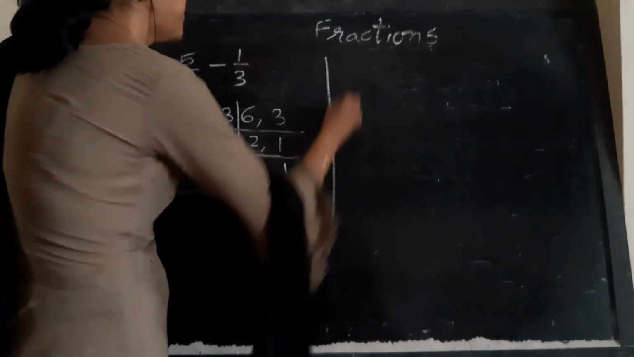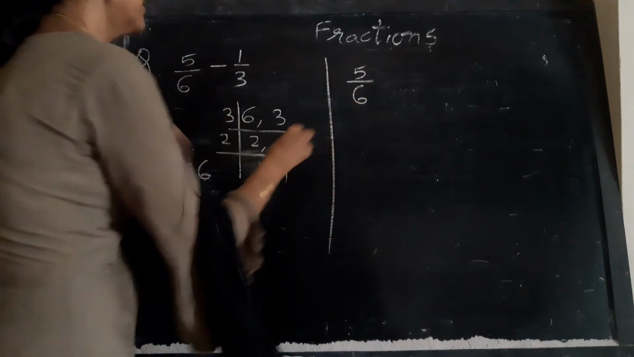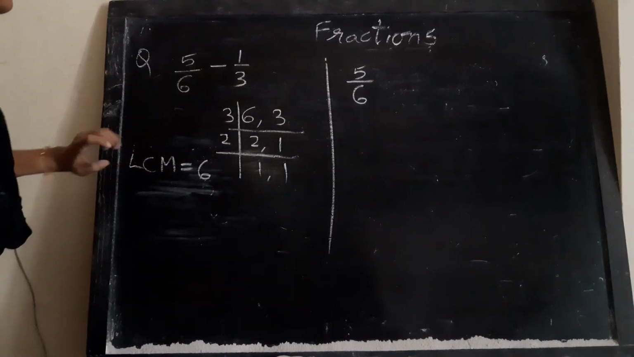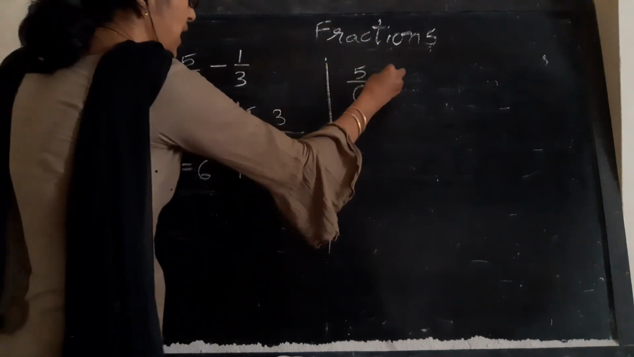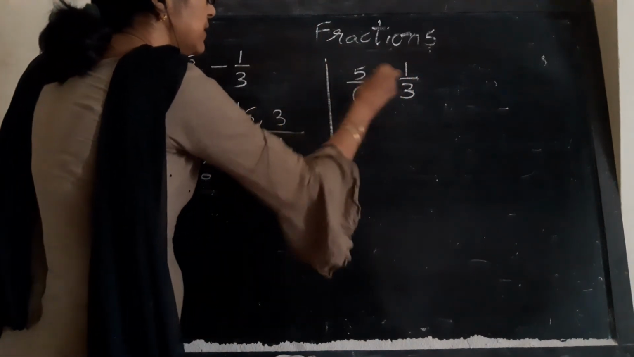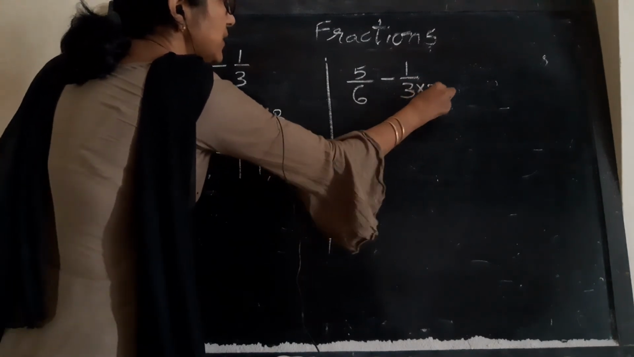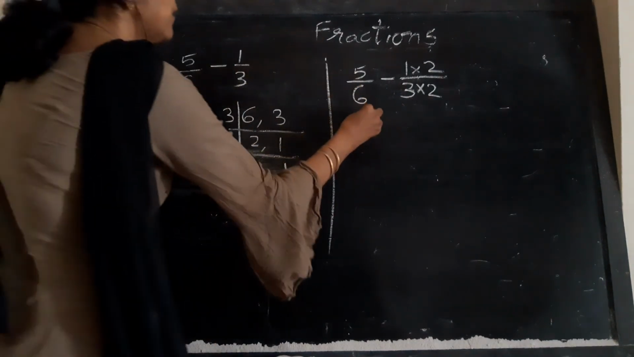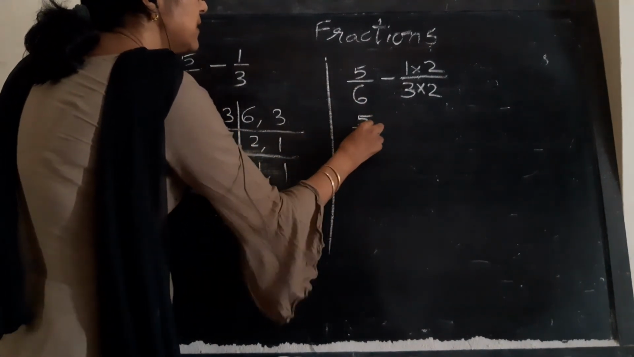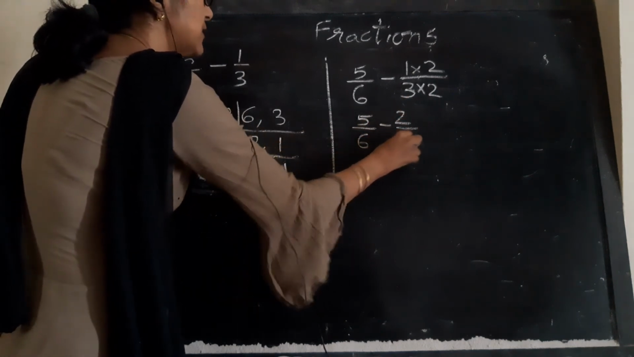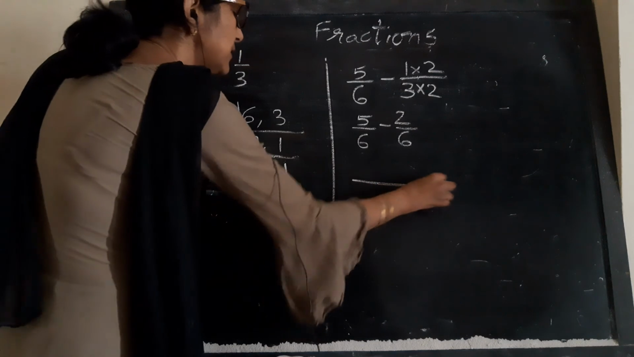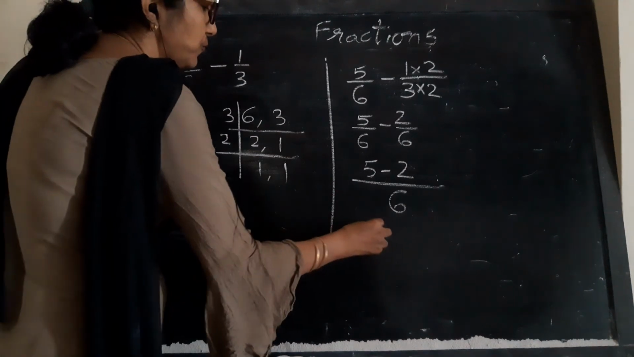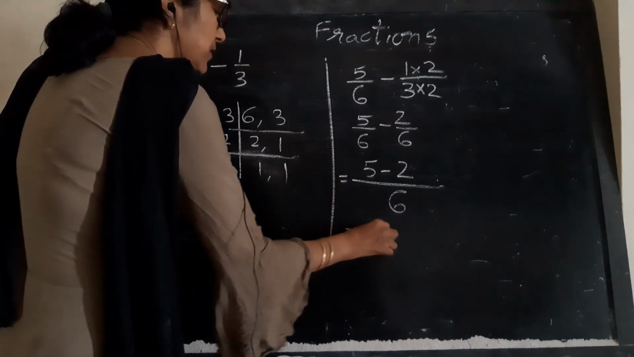Now here it is 5 upon 6. The denominator is already the LCM 6, so we need not do anything here. Let it be as it is. Minus 1 upon 3. Now 3 is to be converted into 6, so we multiply it by 2. The numerator will also be multiplied by 2. Now this is 5 upon 6 minus 2 upon 6. Now copy down the 6 once, drag the line, subtract the numerators. 5 minus 2. So we'll get 3 upon 6.